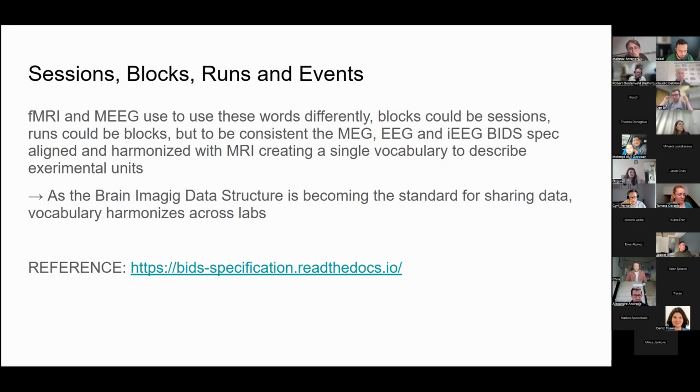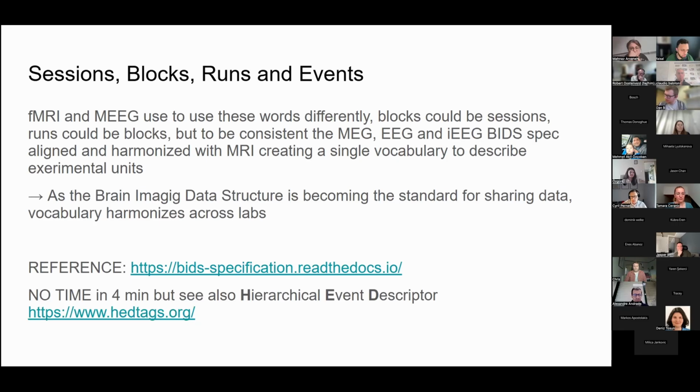I put the reference there about BIDS. Because it's only a 4-minute talk, I don't have the time to go into it, but there's also something included in BIDS called HED, the Hierarchical Event Descriptor, which is really useful, in particular for EEG, because it allows you to detail the different events and what they include. If you think about, for instance, pairs of images, words, or sounds, that is one event, but you want to describe it with many details, and HED allows you to do that.